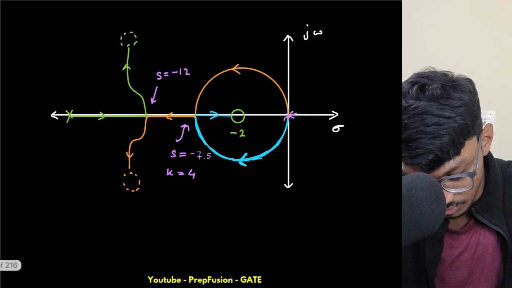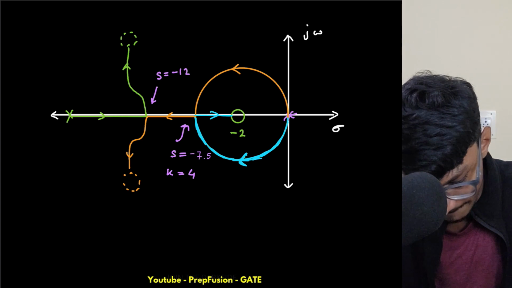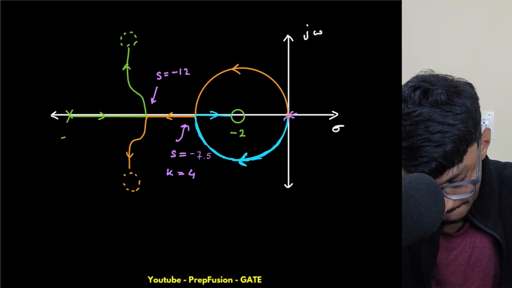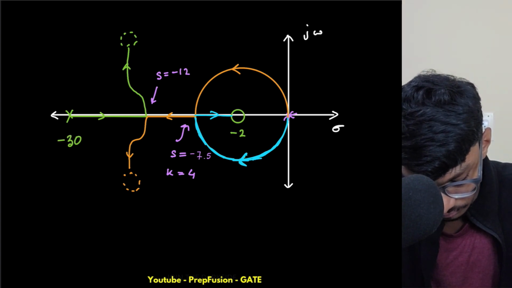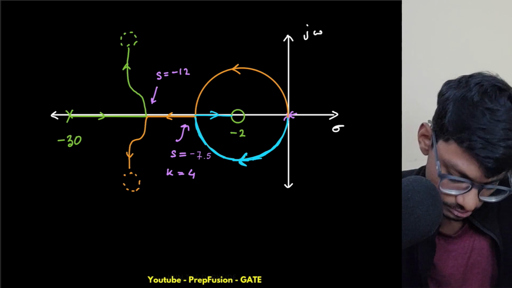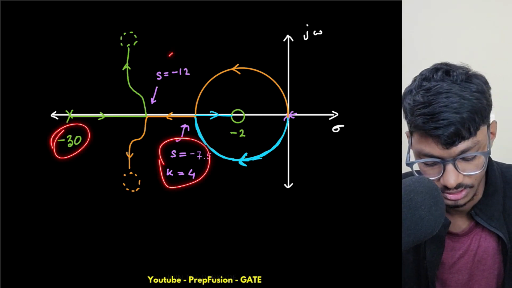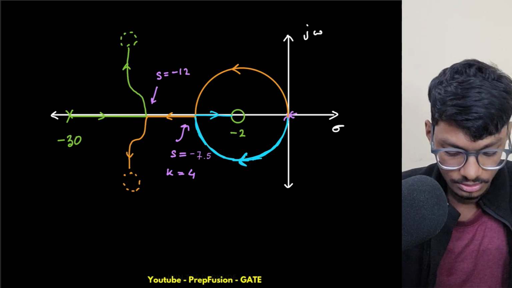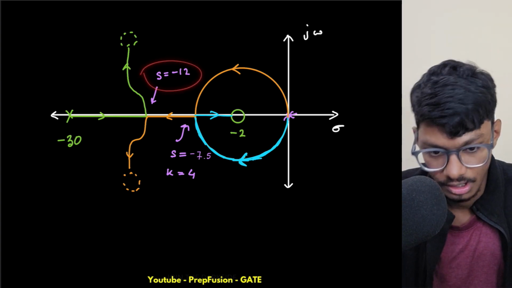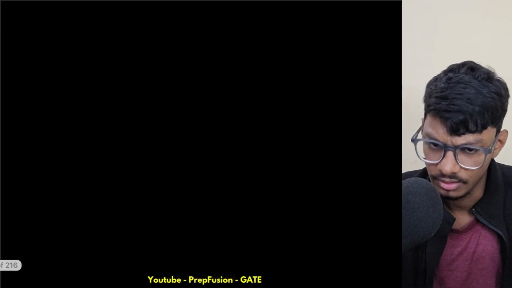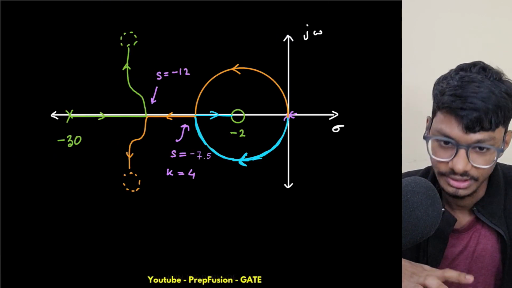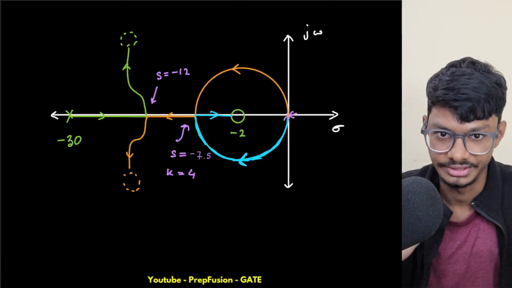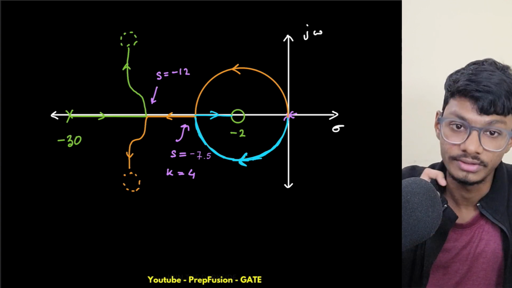So this is at s equals minus 30, and this is s equals minus 17, minus 12. Okay, so yeah, this is the breakaway point, and you can calculate it for yourself. I'm not doing the calculations now because that will just waste time. You just solve that equation.